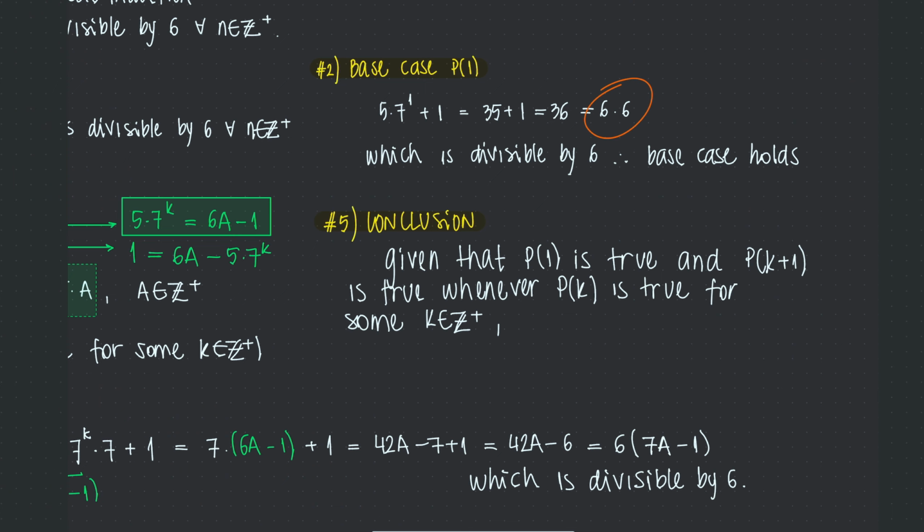So now the last thing that we should do is to write the conclusion. Given that P(1) is true and P(k+1) is true whenever P(k) is true for some positive integer k, then by the PMI, principle of mathematical induction, P(n) is true for all positive integer n's.